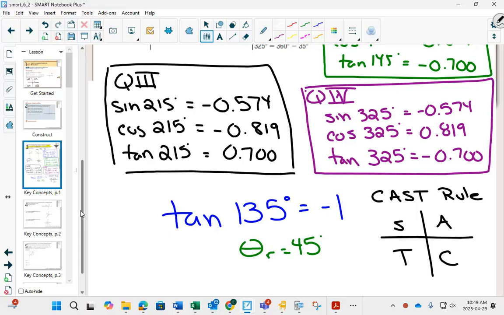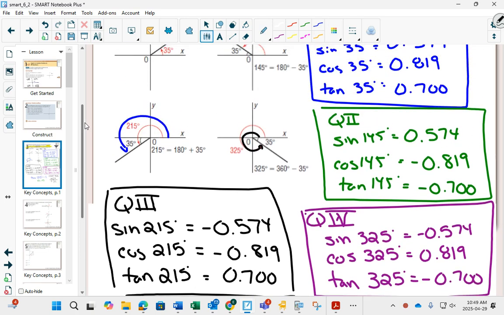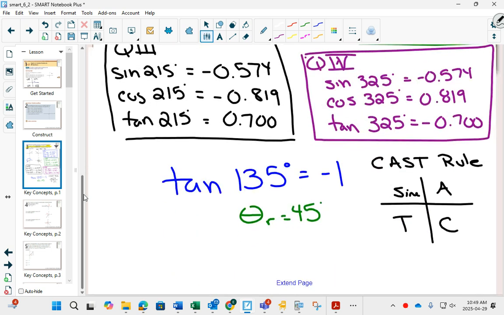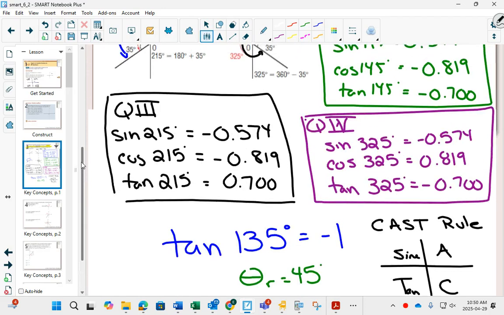For example, what do you think the S stands for? Sine. So if the S stands for sine, why did we put an S in quadrant 2 in the green one? Because sine is positive. Okay. What about the T? What do you think the T stands for? Tan. Why did we put a T in quadrant 3? Because tangent is positive there. The other ones are negative.